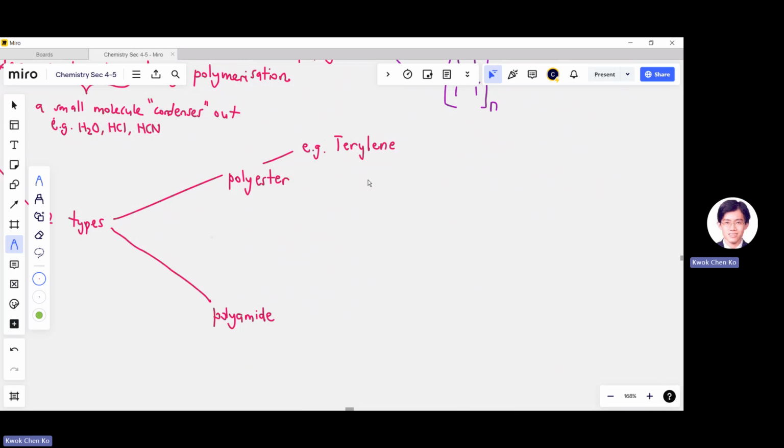Polyester is around, like all your dry fit shirts are polyester. This one is not. This is a cotton shirt. Polyester is around you, even your bags. No, this is polyamide, the other one. But you have to remember this name. Terylene is found in towels.